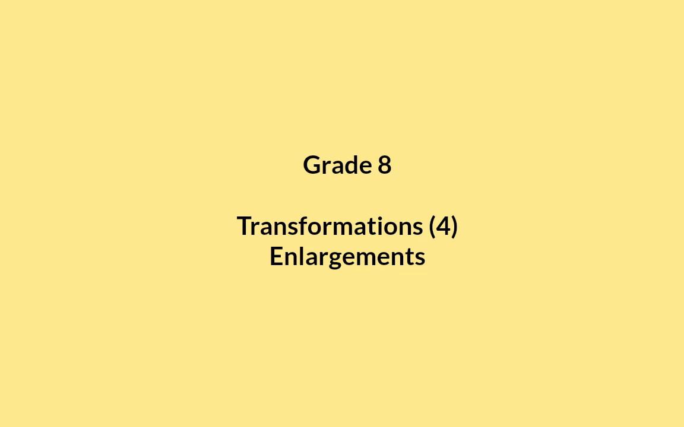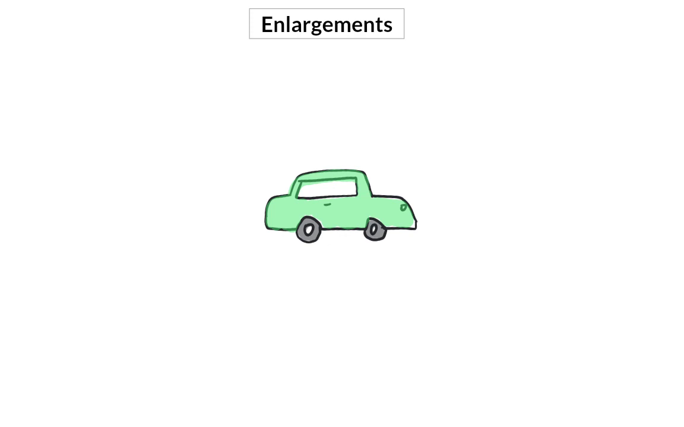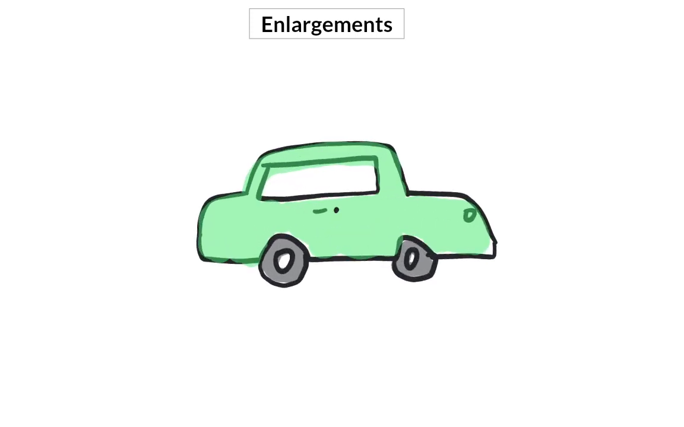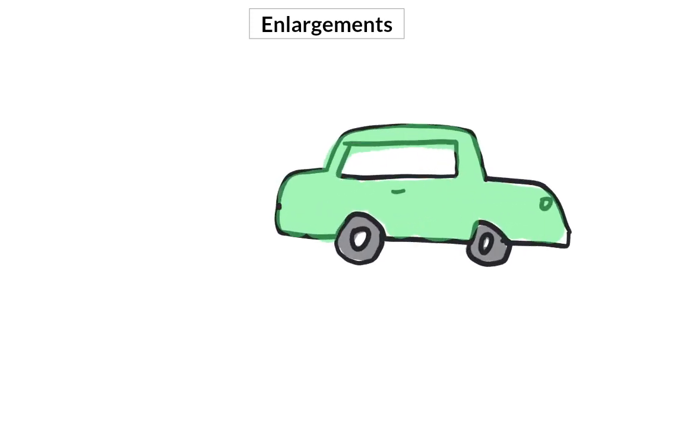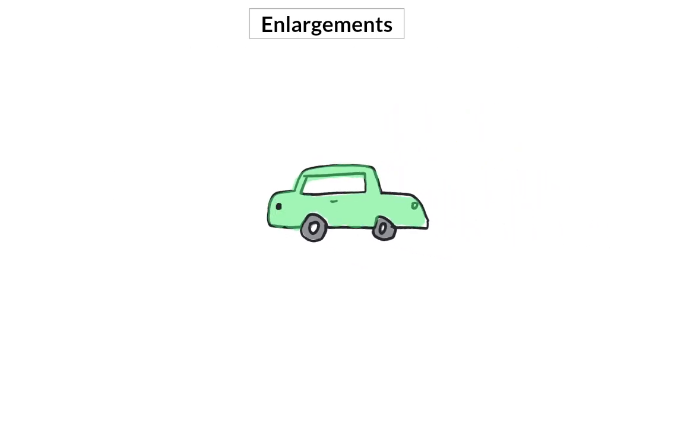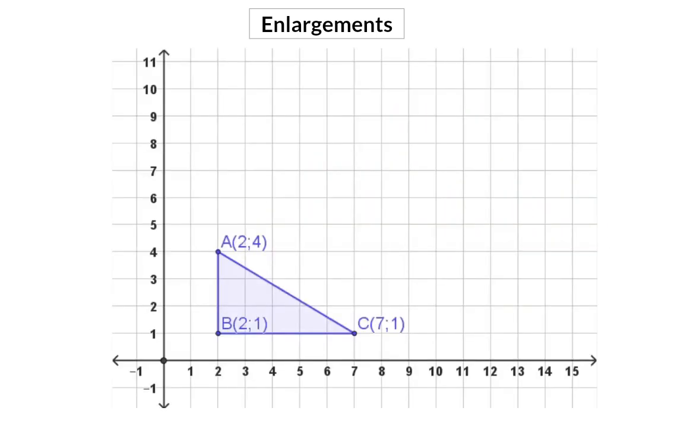In this video, we're going to have a look at enlargements. When enlarging a shape, it is important to know through which point you're enlarging. For example, we can enlarge this shape from the center outwards, or we can pin it on the left-hand side and enlarge from there. Because in mathematics we work on the system of axes, we are going to enlarge through the point 0, 0, or the origin.